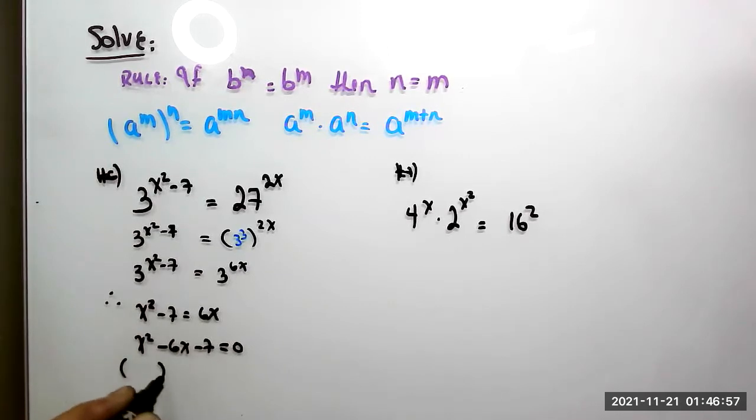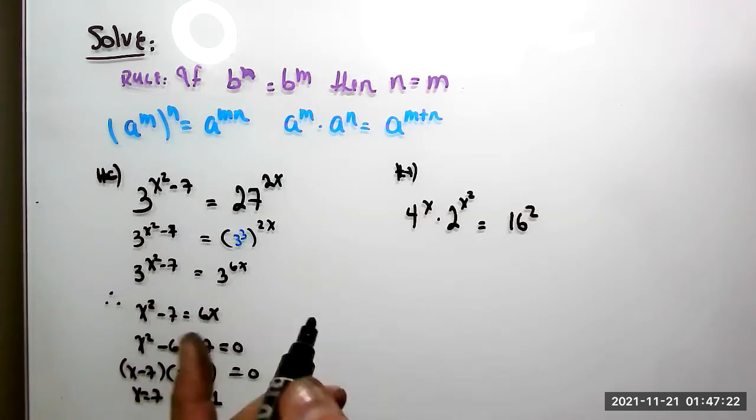Factors of negative 7 that give me negative 6: that will be x minus 7, x plus 1. Zero product property: x minus 7 equals 0, x equals 7. X plus 1 equals 0, x equals negative 1. So we get two solutions, negative 1 and 7. We should verify it.